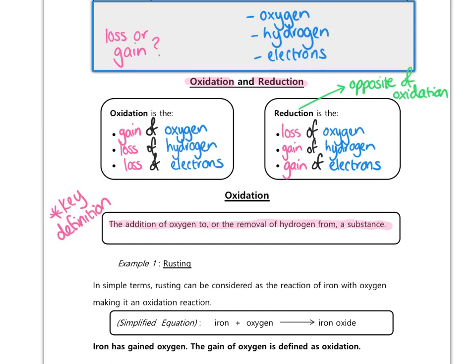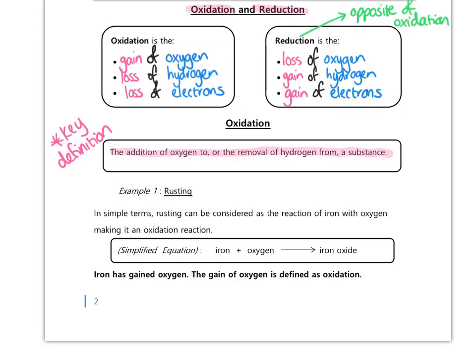So the first example of an oxidation reaction we're going to look at is the example of rusting. In simple terms, rusting can be considered as the reaction of iron with oxygen. It also reacts with water, and we'll look at that later in this topic. And that makes it an oxidation reaction, the fact that it reacts with oxygen. So this is very much a simplified equation because water is involved as well.